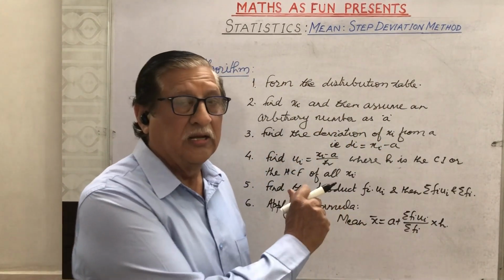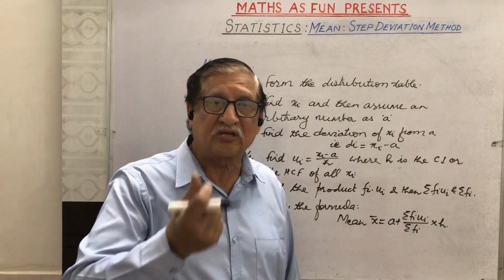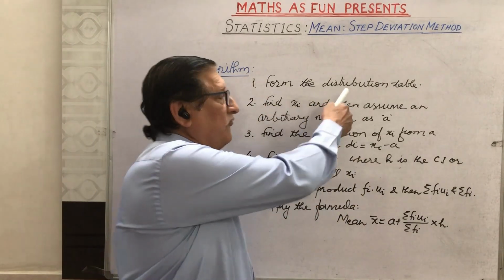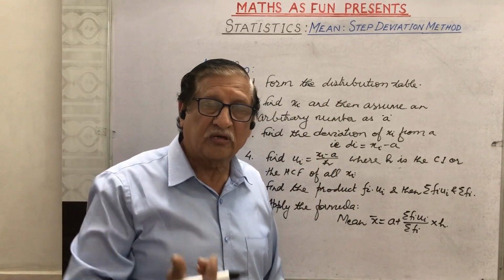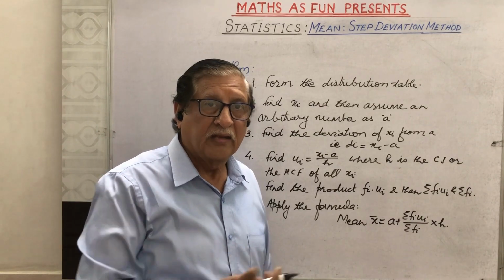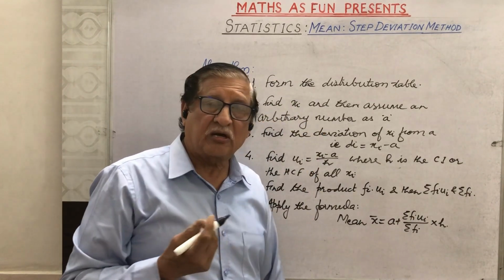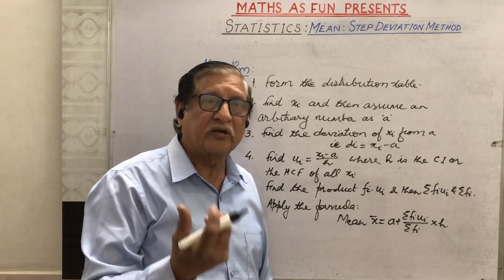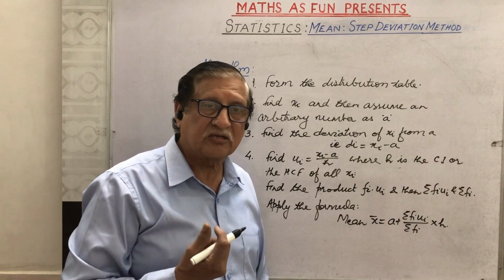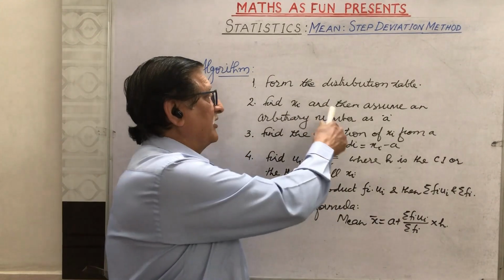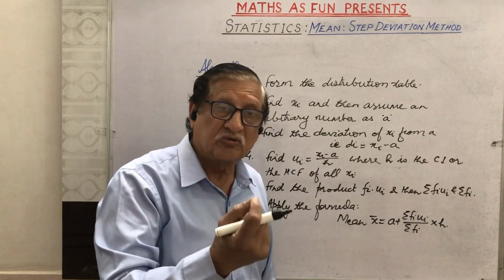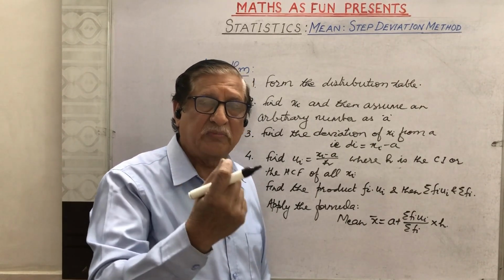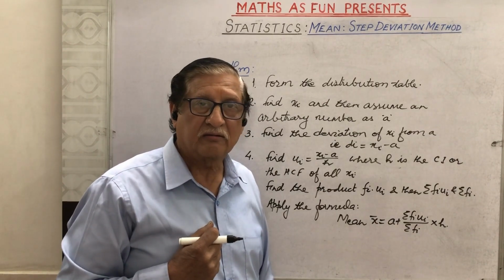In this we see that the first three steps are the same as we had in the assumed mean method. That is, number one, form the distribution table of the given data. Number two, we have to find xi. In case it is a classified or grouped distribution, we have to find the class mark, that is xi. And then we have to find the assumed mean, an arbitrary number considered as the mean, and that is taken as a.